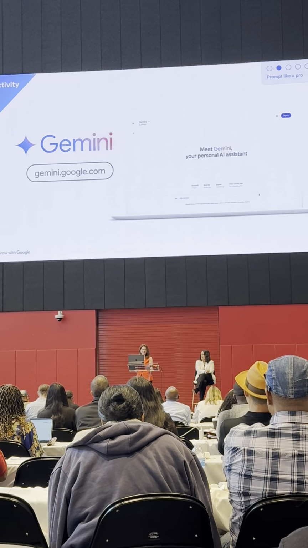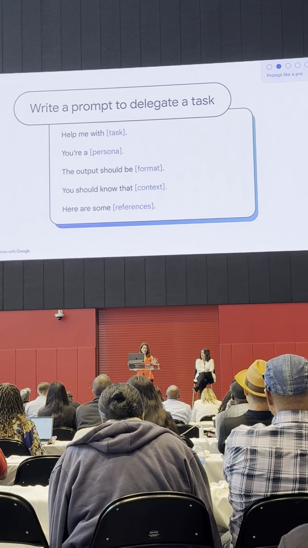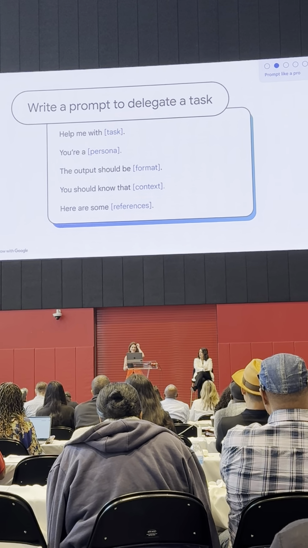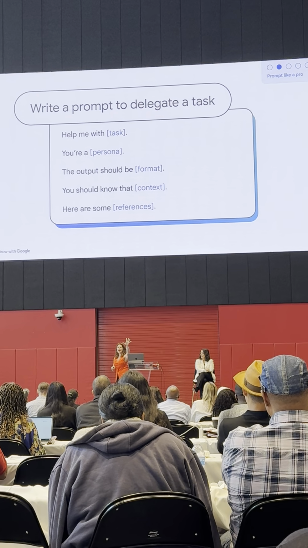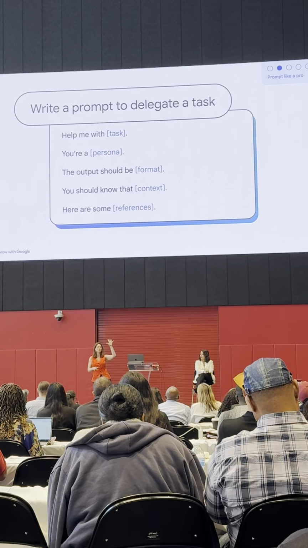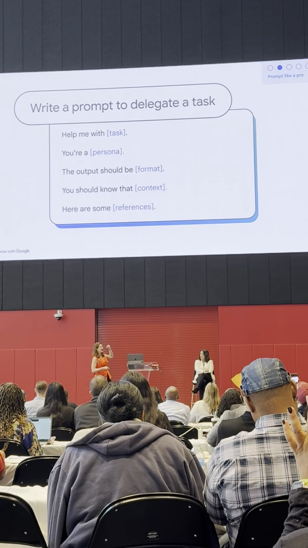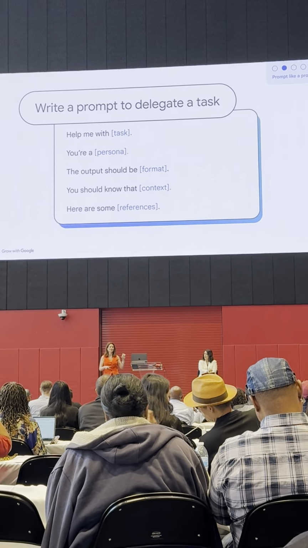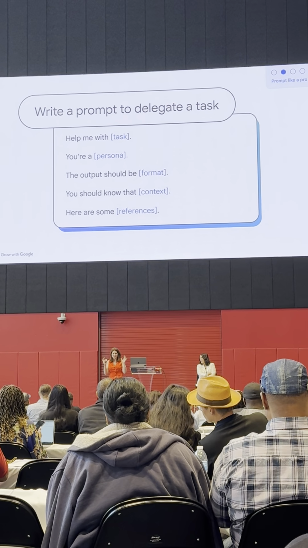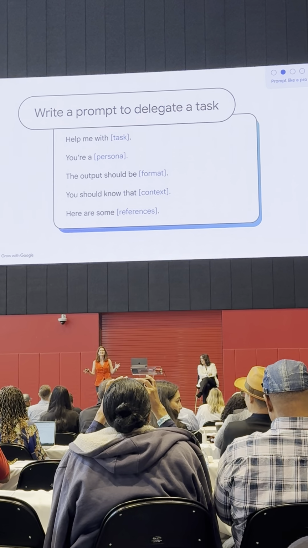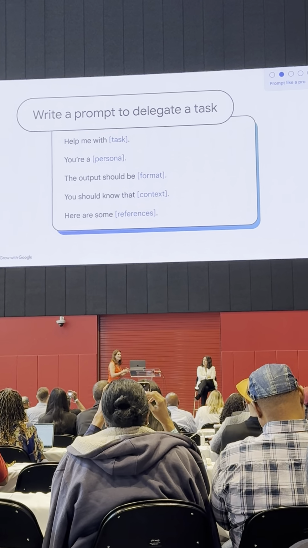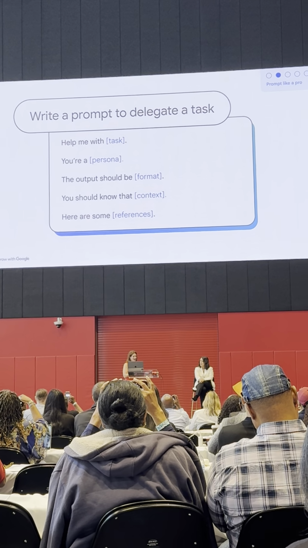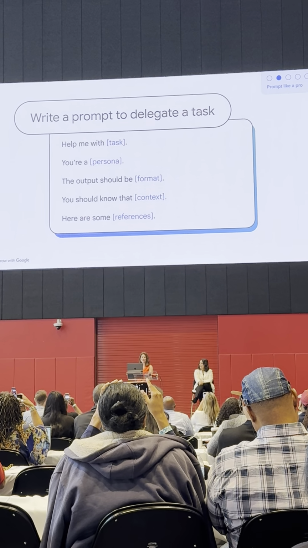Okay, so let's talk about prompting to delegate a task. There are 5 ingredients in a really strong prompt, and I've got them up here on the screen. If you want, you could take a photograph of this slide so you've got it. These are the 5 things that you need to create a quality prompt and output. Okay, let's start with each step.